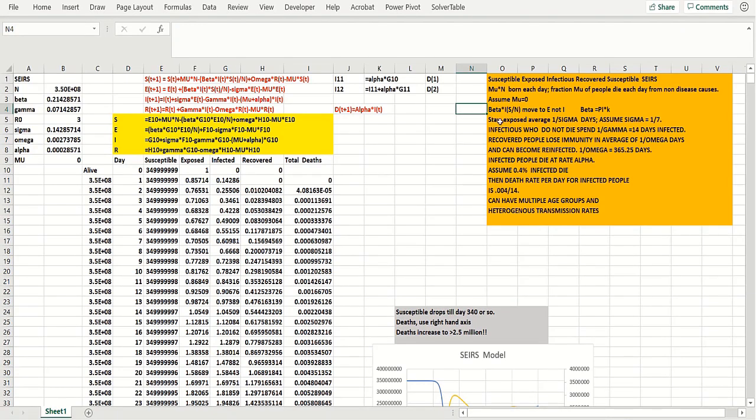And how long do they stay exposed? An average of 1 over sigma days. We'll assume sigma is 1/7. So basically 1 over sigma would be 7 days they stay exposed before they get infectious. You can change those numbers over here if you want.